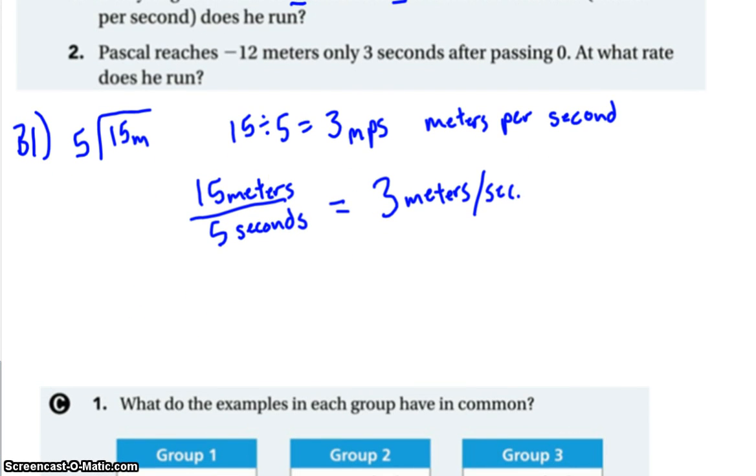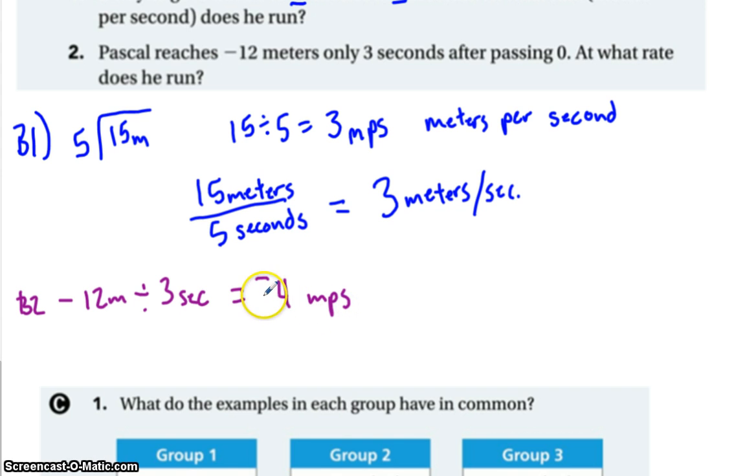Now, Pascal reaches negative 12 meters. So for B2, we have negative 12 meters only 3 seconds after passing 0. So we would divide his distance by 3 seconds. And 12 divided by 3 equals 4. So negative 12 divided by positive 3 would equal a negative 4 meters per second. Okay.